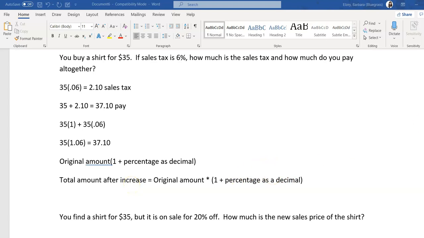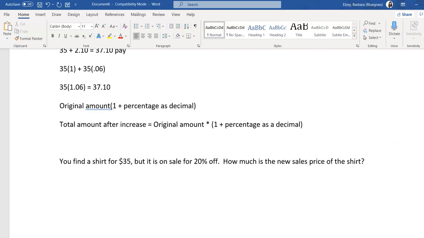Now, let's take a look at this second example where we're going to do a decrease in our price because we've got a discount. So you find a shirt for $35, but it's on sale for 20% off. How much is the new sales price of the shirt? Now we'll start by doing it in two steps, but then we'll see that there really is a shortcut again. So let's take our $35 and multiply it by 20% as a decimal. That's going to tell us how much we get off. All right, so 35 times 20%. That's really a $7 discount.